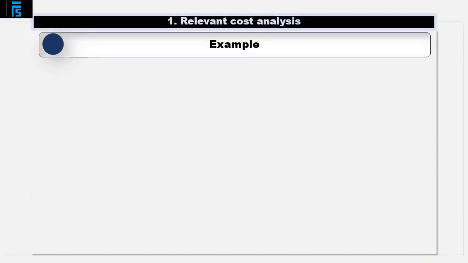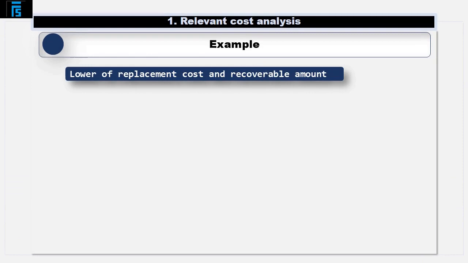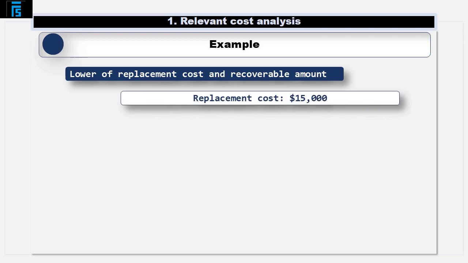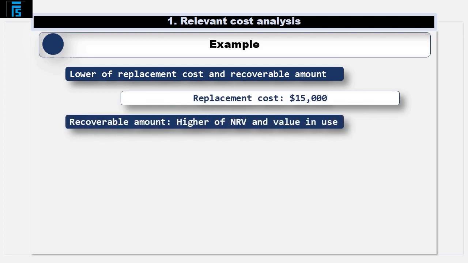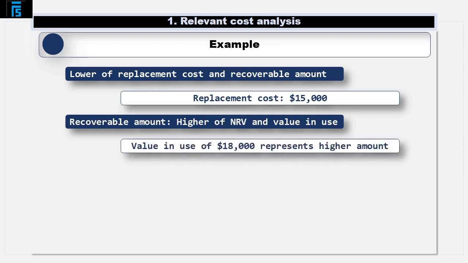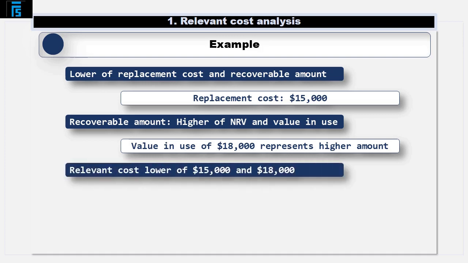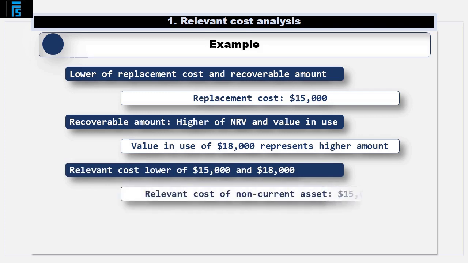The relevant cost of a non-current asset is the lower of its replacement cost and its recoverable amount. The machine's replacement cost is 15,000. The recoverable amount is the higher of the net realisable value of the machine, 13,000, and its value in use, 18,000. So 18,000, being the higher amount, represents the most that H Limited could expect to recover from this asset. In other words, 18,000 is the recoverable amount. The relevant cost is the lower of the replacement cost of 15,000 and the recoverable amount of 18,000, meaning the relevant cost of the machine is 15,000.